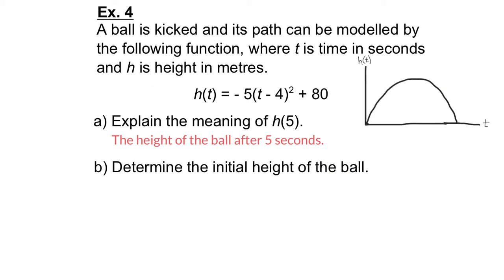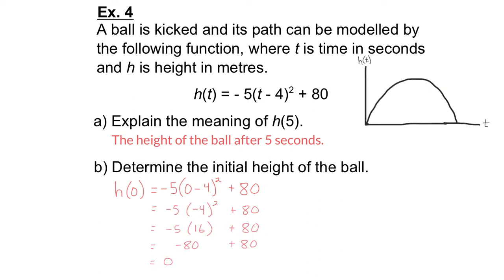So determine the initial height of the ball. So I want to figure out the height when time is 0. That's the start, when time is 0. So really, I'm calculating h of 0. So that means in the equation, anywhere I see a t, I replace it with a 0. So then it looks like this. And now I just have to do the math to evaluate what this equals. So remember the correct order of operations, BEDMAS.